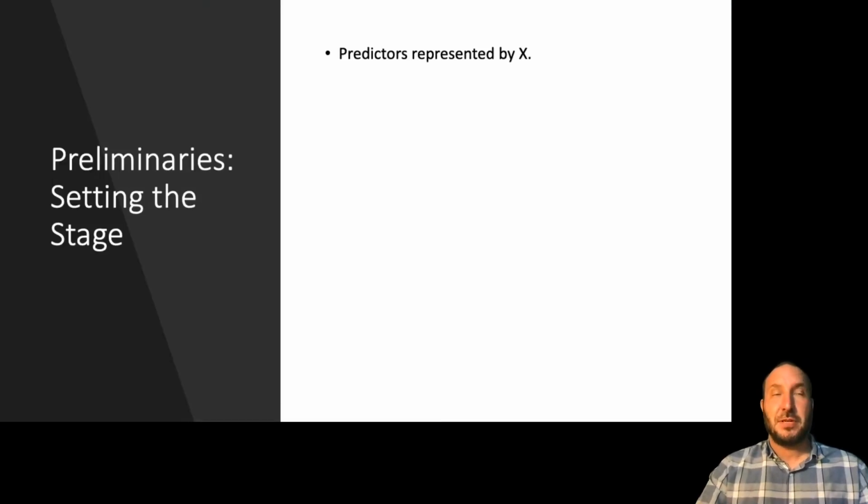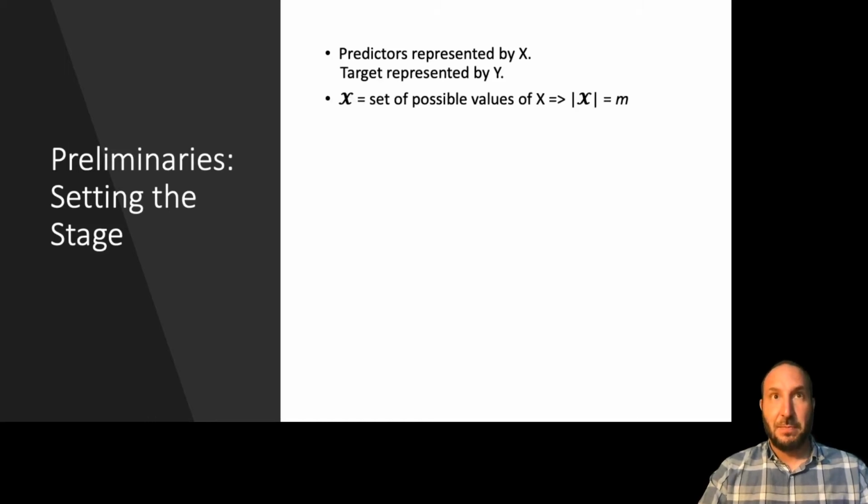Let's review some preliminaries and some notation that we have defined previously. We've got our predictors represented by x. We've got the target represented by y. Script x and script y represent the set of possible values of x and y respectively, and there's m possible values of x and k possible values of y.